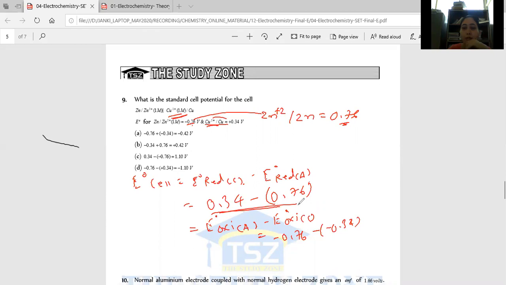Fine. So take care. You just see the option accordingly. And first of all, check whether oxidation potential or reduction potential is given. And secondly, accordingly, which one you are using in the calculation, oxidation potential or reduction potential. That is the care to be taken. Okay. Now next question.